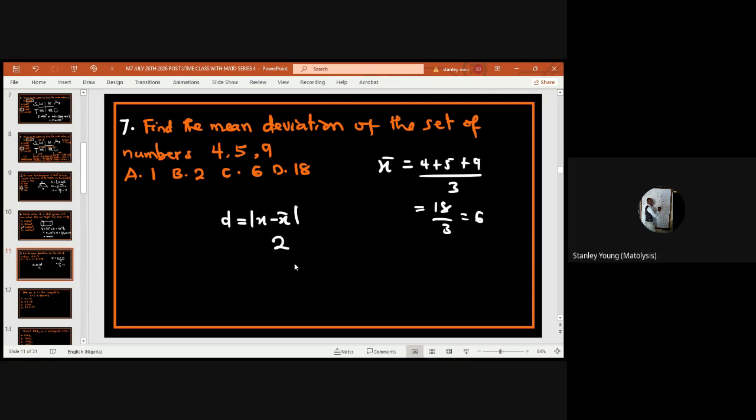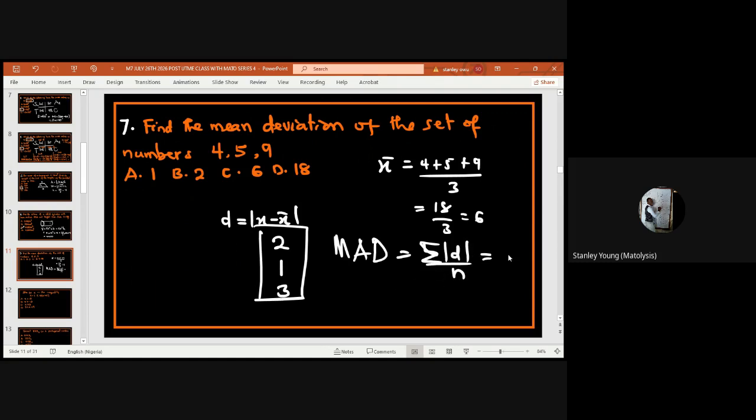5 minus 6 is minus 1, absolute 1. 9 minus 6 absolute is 3. And let's add these 3 together. Our mean absolute deviation is going to be summation of the absolute deviation over n. If you sum the absolute deviation together, that's 6 over 3. So the answer is what? 2.